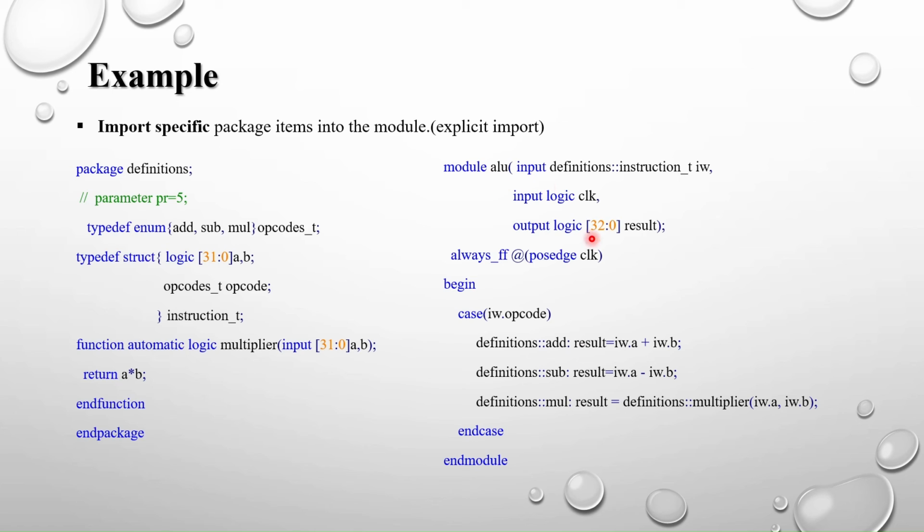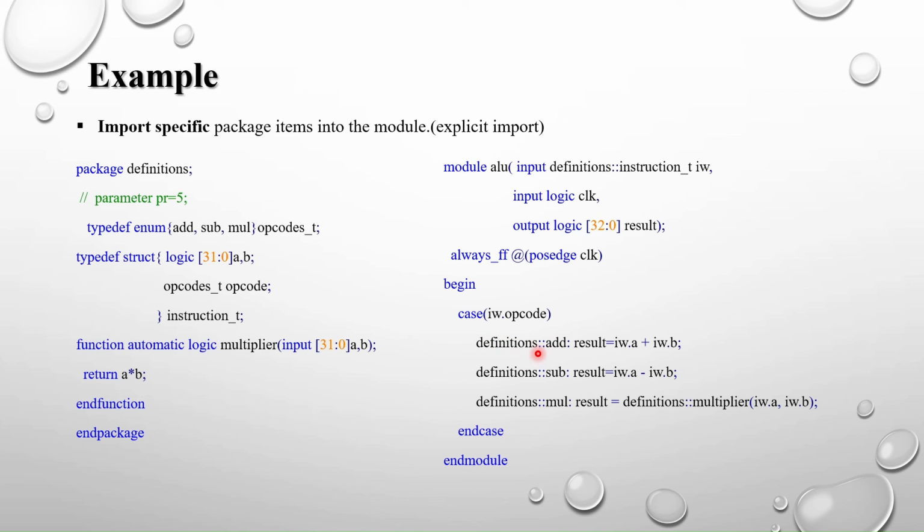So I'm importing into the module, and here there is an always block at the positive edge of the clock. I'm using one case statement on iw.opcode. Iw is the structure name. Inside the structure, opcode is there. So if my opcode is add, how am I writing add? Because add is inside this package, you have to use definitions, scope resolution operator, add.